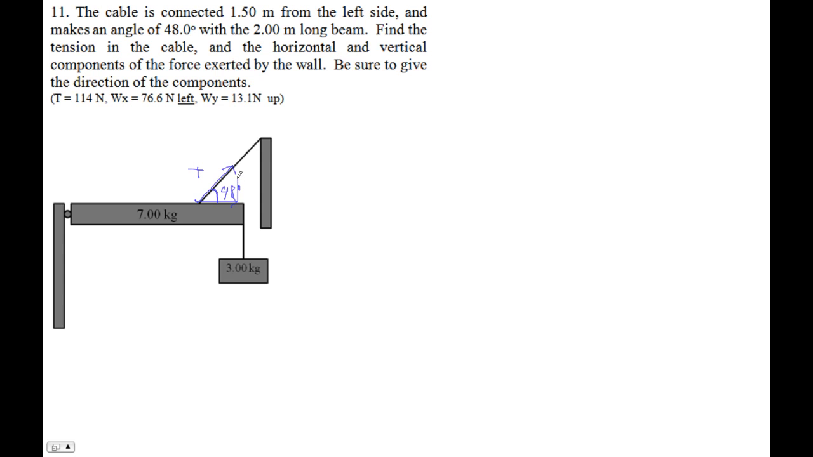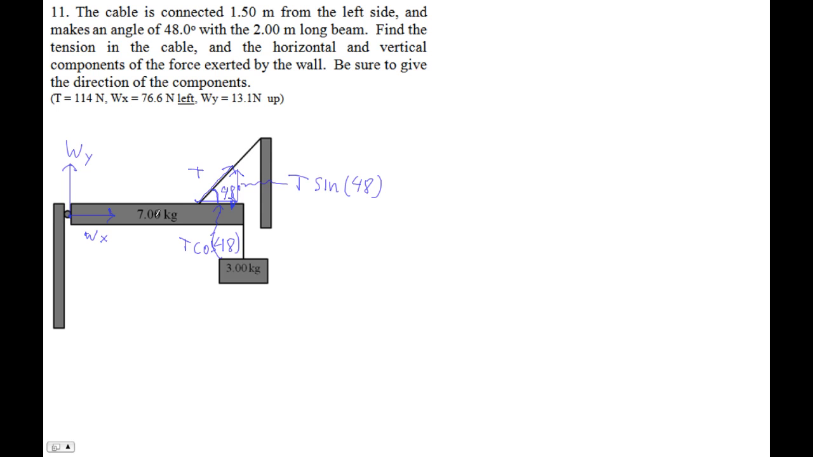Okay, so here's two components of that tension. This is, of course, T sine 48. This side here is T cos 48. Notice that because this thing's all funky, this force is actually to the right. Then we've got the wall, which is exerting a force upward, and a force to the right. That'll actually be to the left, but I always set it up as up and to the right. So here's the wall in the y direction, and this is the wall in the x direction.